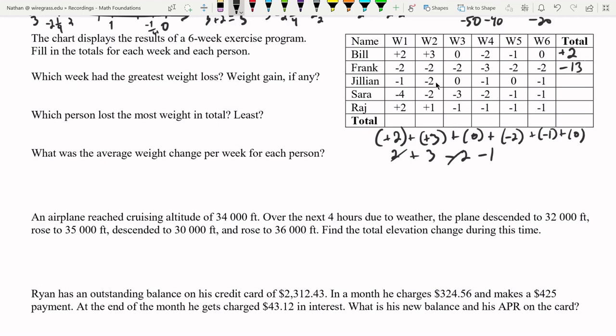Minus 2 is minus 3. Nothing there. Minus 4. Nothing there. Minus 5 in total. We have 1, 2, 3, 4, 5, and they're all negative. So it's going to be minus 5.